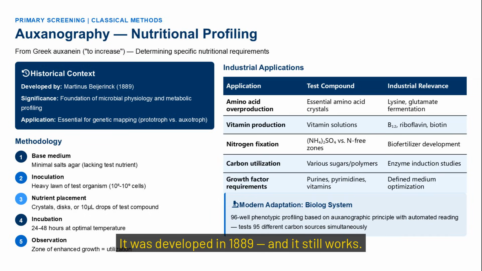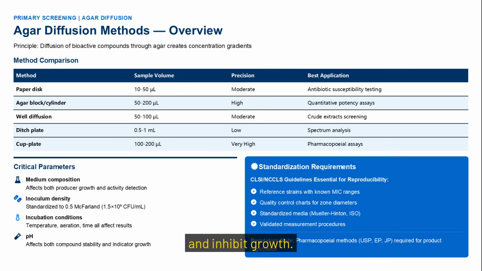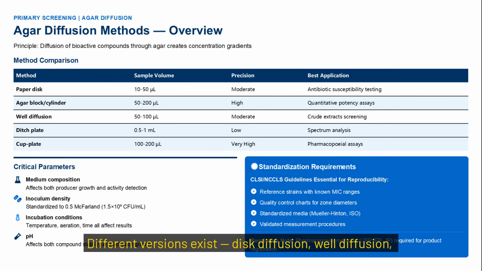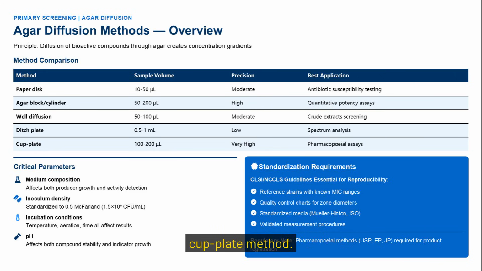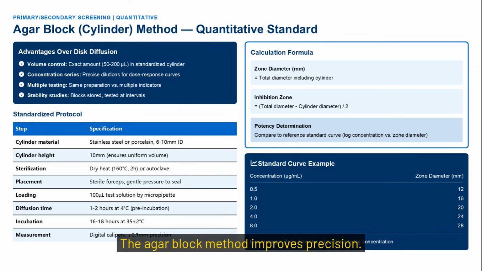In the ditch plate method, extract is placed in a central channel. Different test organisms are streaked across the plate. This quickly shows antimicrobial spectrum. Here we test microbial interactions. If one organism inhibits another, you'll see inhibition at the intersection, useful for detecting bacteriocins and antagonistic strains.